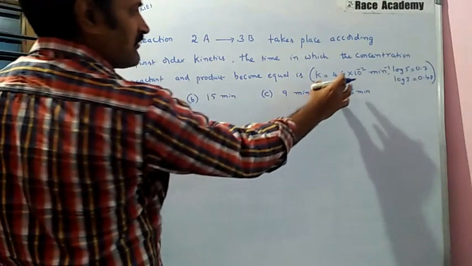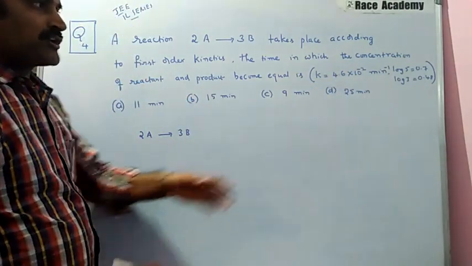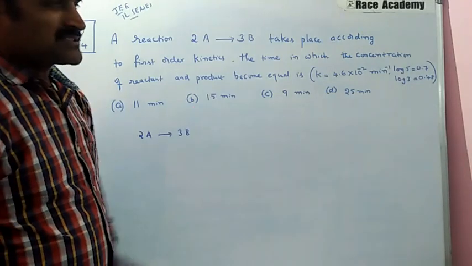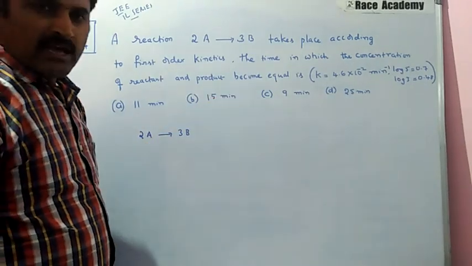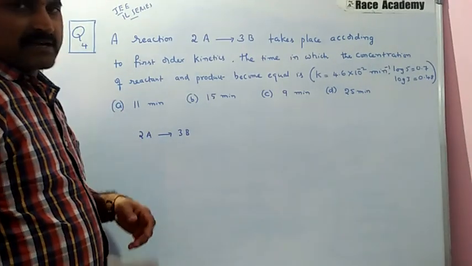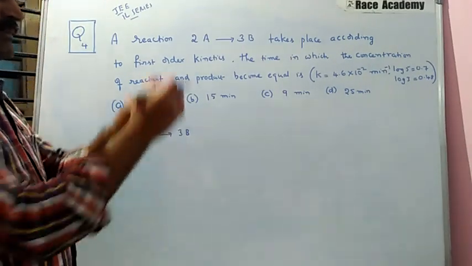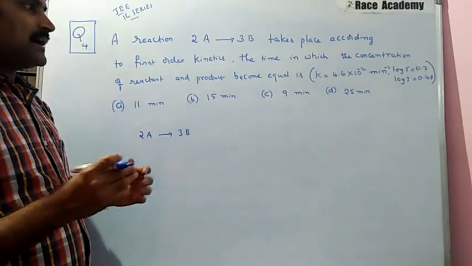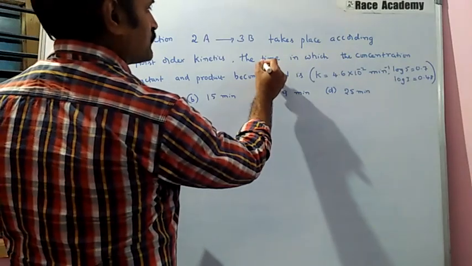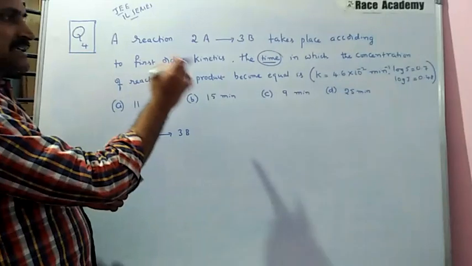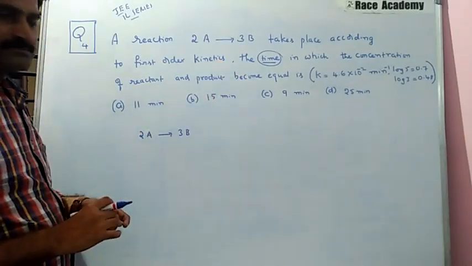They have given the rate constant value, 4.6 into 10 power minus 2. And there are some logarithm values, log 5 value 0.7 and log 3 value 0.48, they have given to us. Make use of this data. We should find the time in which the concentration of reactant and product becomes equal.